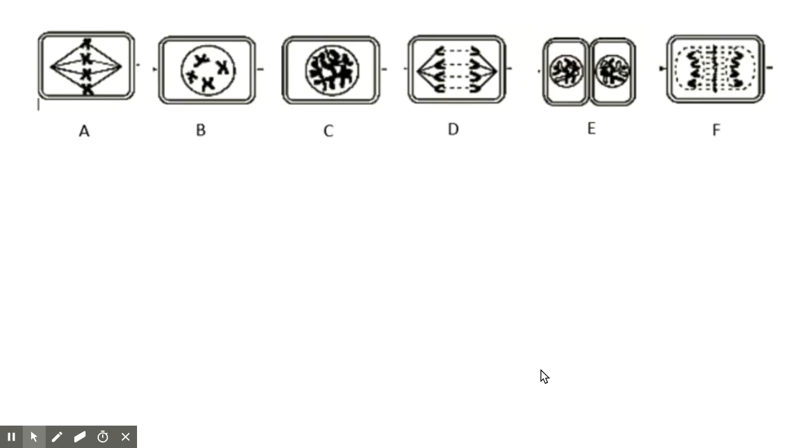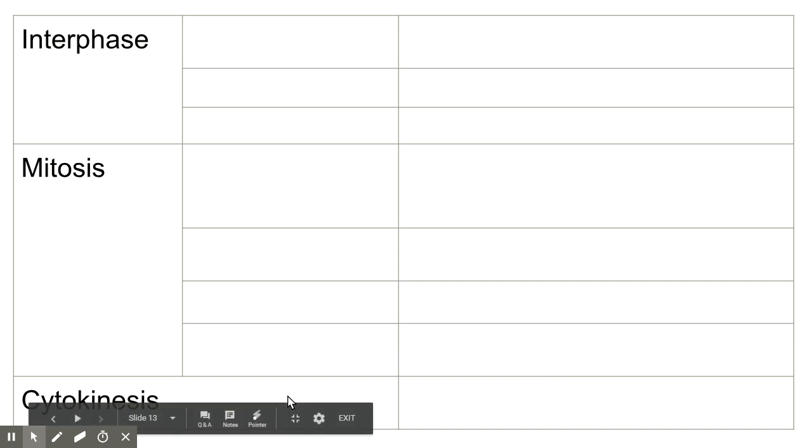Okay, so again on your test, you get a random order. You have to put them in the correct order and name them, and you also need to give characteristics of each phase. And that's it. Hopefully that's helpful for the cell cycle.